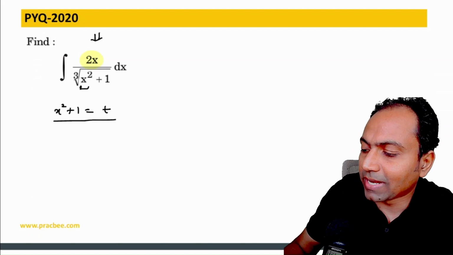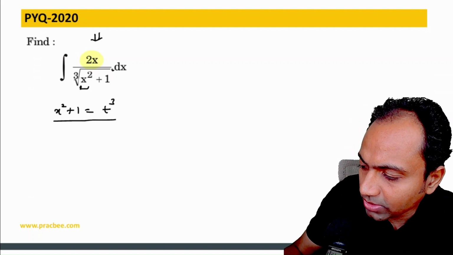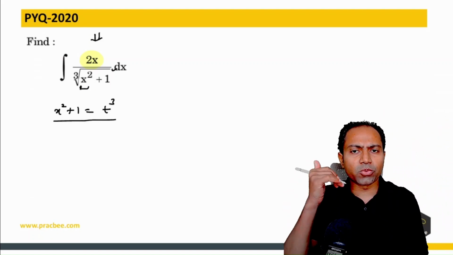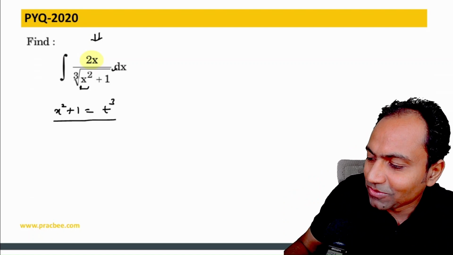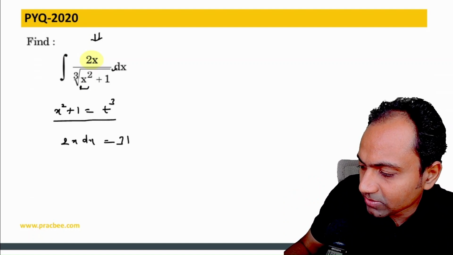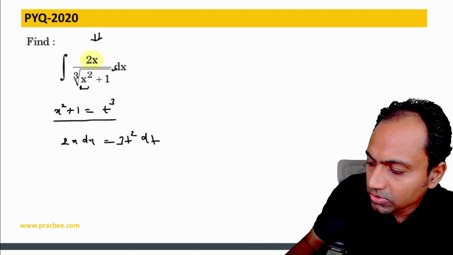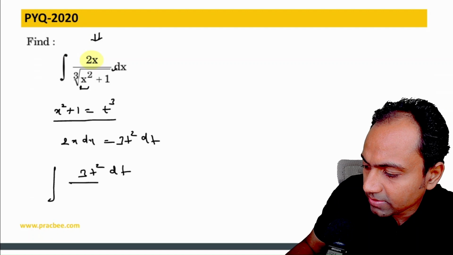And it will become slightly easier if I put t cube instead of t here, because then this root sign will also get removed. So slowly you can move towards more intelligent substitutions in order to get your answers faster. So if you do this, the 2x dx given in the numerator becomes 3t square dt.